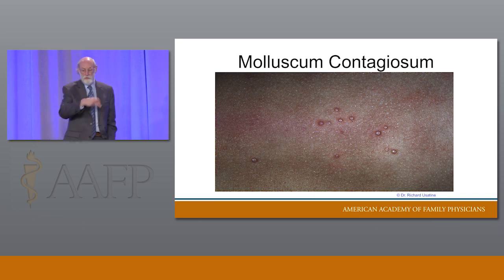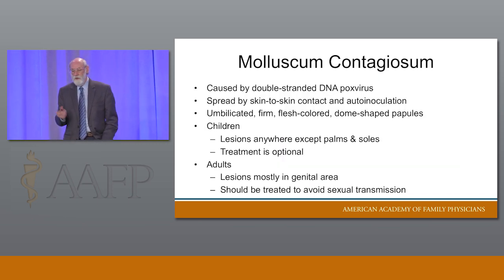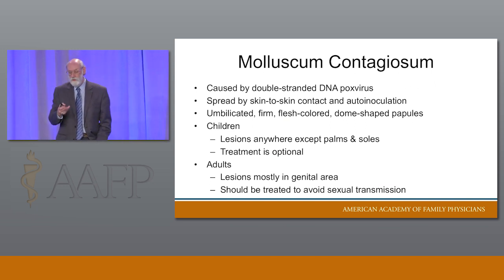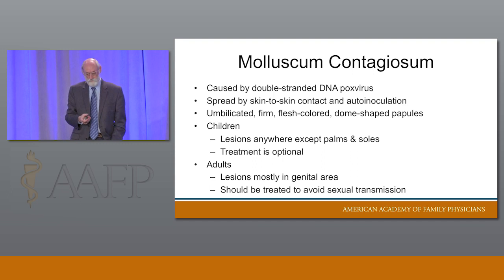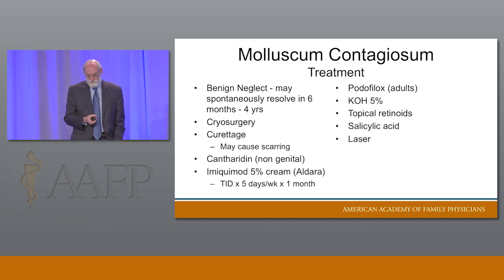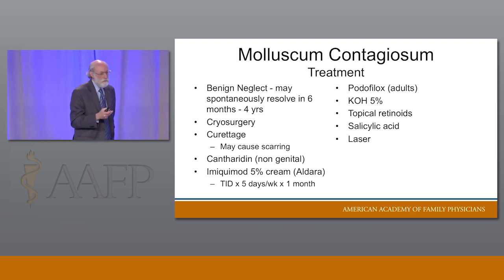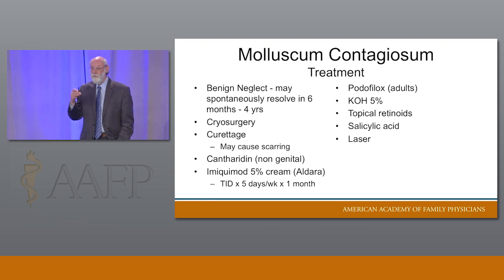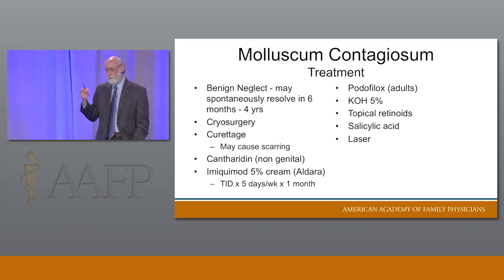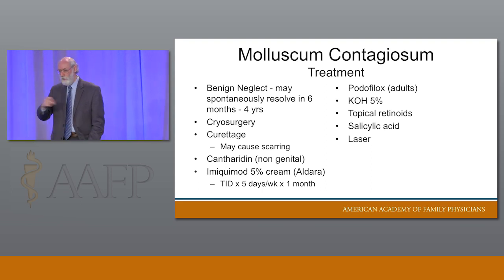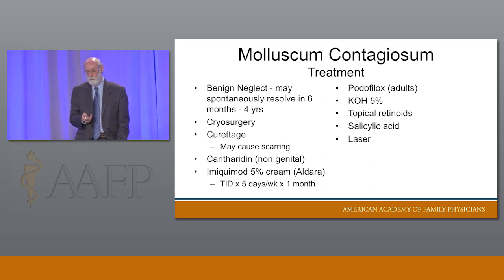Molluscum contagiosum, what our patient has. Here we see the umbilicated papules. It's a double-stranded DNA pox virus, spread by skin-to-skin contact, with umbilicated papules. Kids get them all over, adults typically in the genital area. How do you treat molluscum? You can leave it alone; it will eventually go away. But while they're there, the patient's contagious. So cryotherapy and curettage can get rid of them. Just don't harm your patient in the process of treating them.